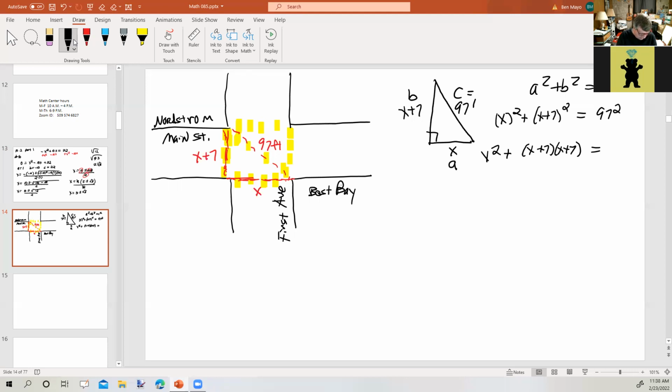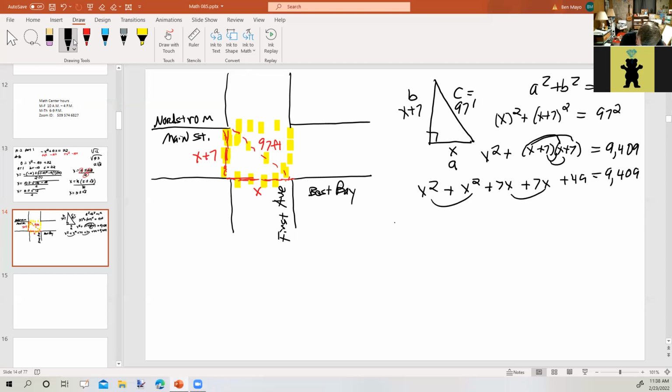So x squared plus x plus 7 times x plus 7 equals 97 squared. 97 squared is 9,409. I need to warn you, the problems in this section have very large numbers, so you'll most likely be using a calculator. So then we get x squared plus x squared plus 7x plus 7x plus 49 equals 9,409. Combining like terms, 2x squared plus 14x plus 49 equals 9,409.